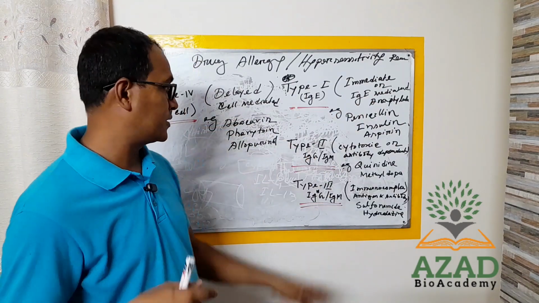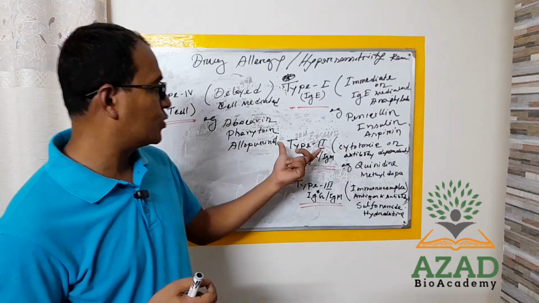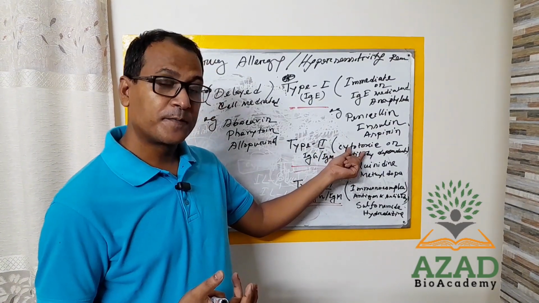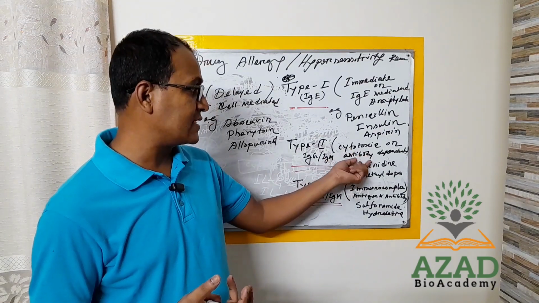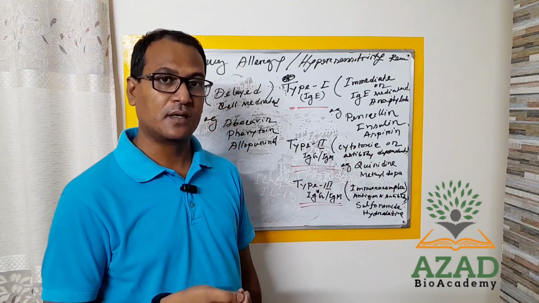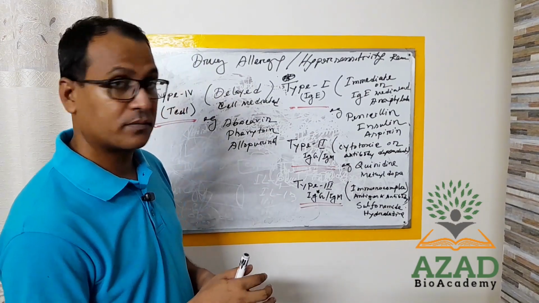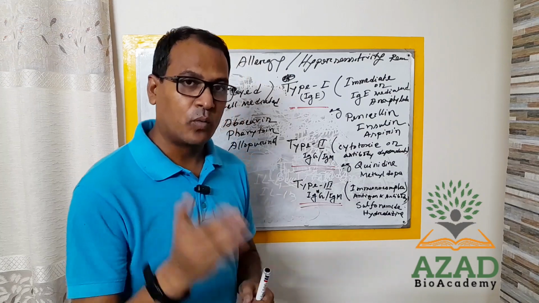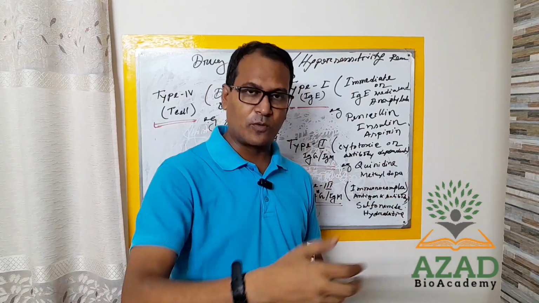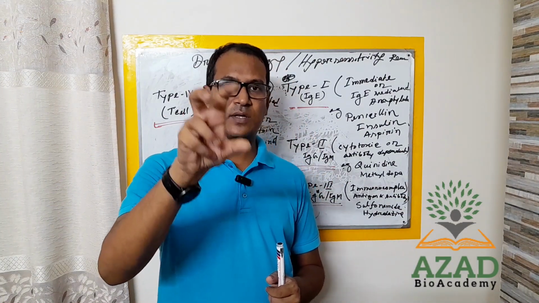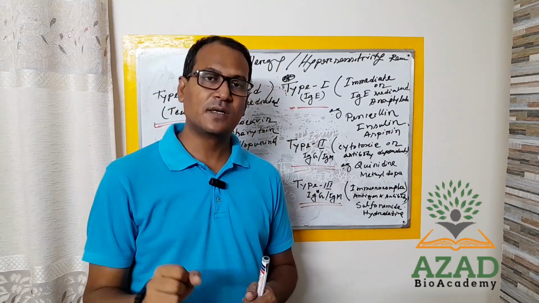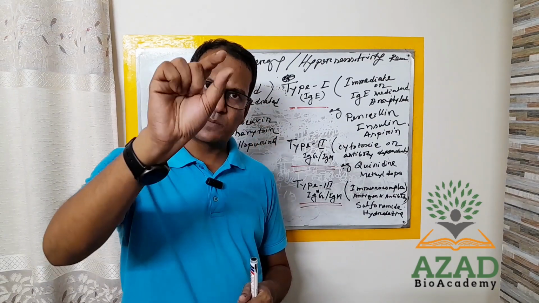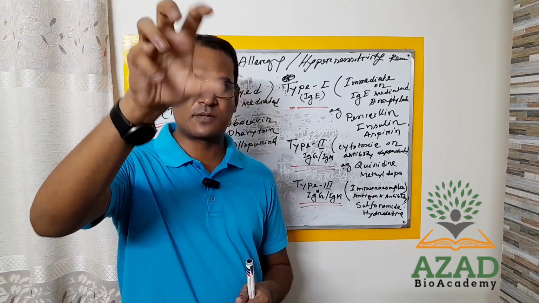And then come to the point of type 2. So type 2, another name is cytotoxic hypersensitivity reaction. You can say antibody dependent hypersensitivity reaction. And why is it called that? This is one of the major things. So what will happen when a drug enters your body? The drug will bind with some specific protein on the cell surface. That means the drug will bind with the protein which is present on the surface of the cell.